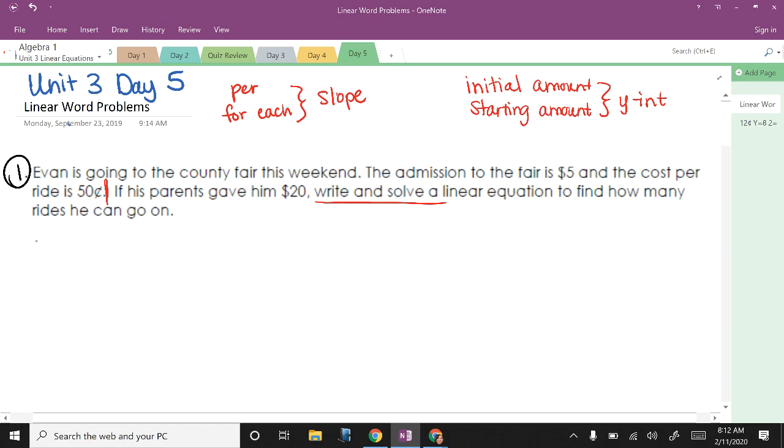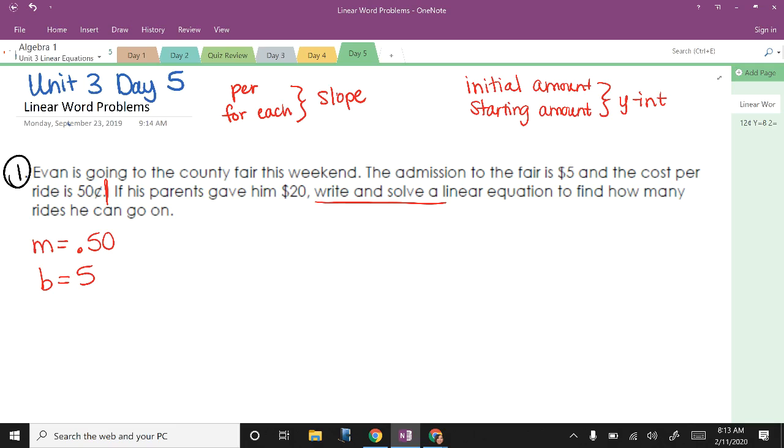So I'm going to call m 50 cents. And instead of making it 50 cents, I'm going to call it 0.50. Make it in dollars. Is that okay? Because everything else will be in dollars. So what do you think is the y-intercept? $5. Because before he rides a ride, to even get into the fair, he has to pay $5. You have to pay $5 whether you ride or not. So your b is $5. Do y'all see that? So that's enough for us to write a linear equation, isn't it?